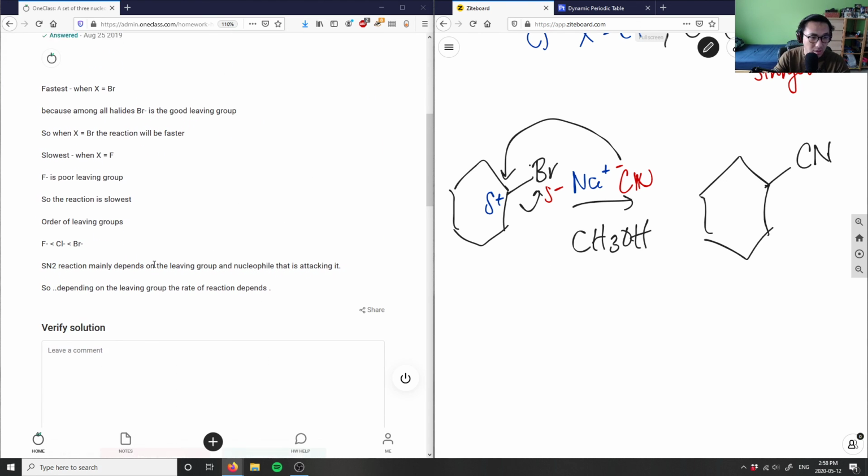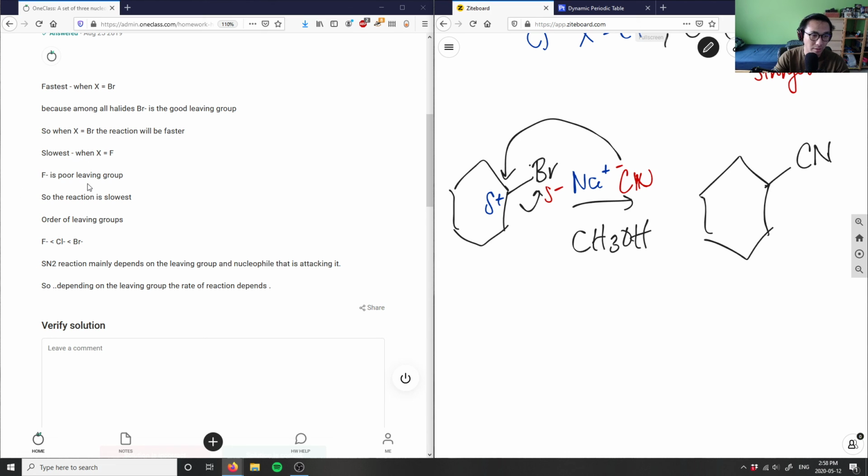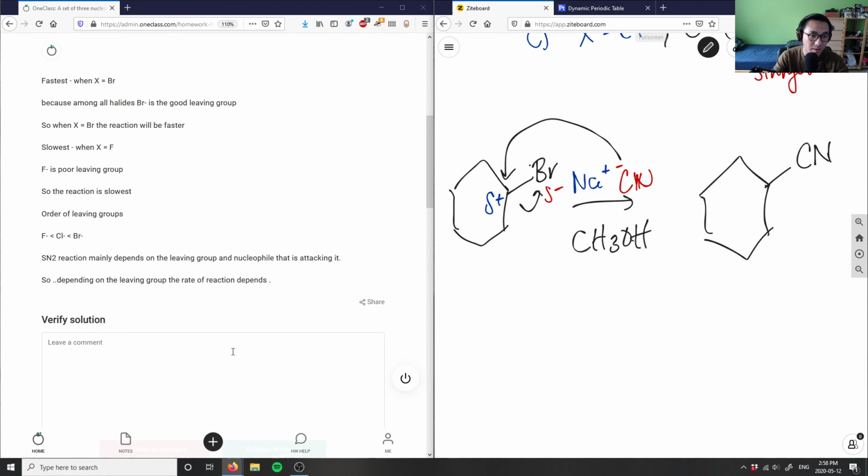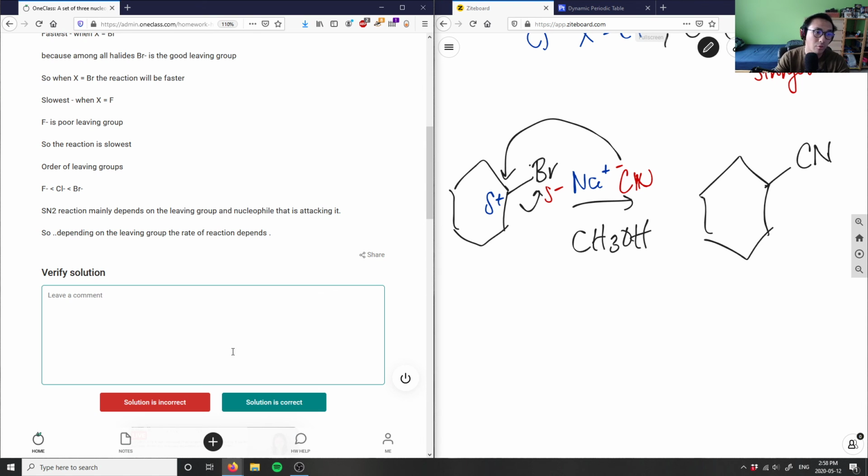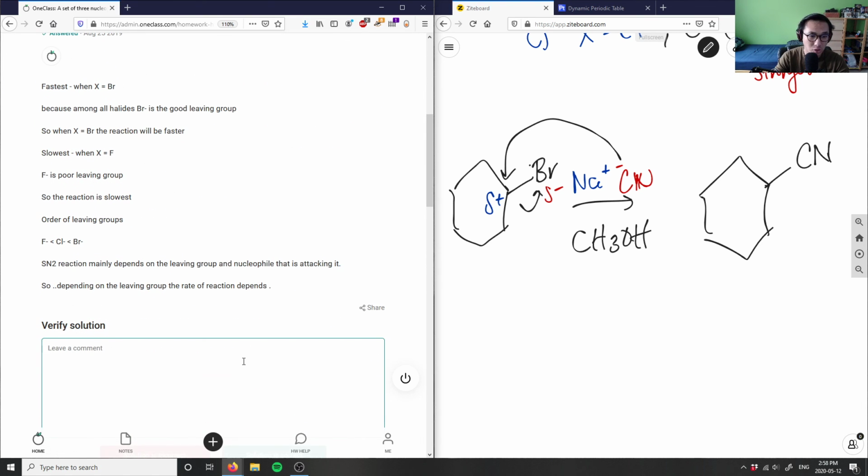Solution here is correct. And again, F here is the poor leaving group, because fluorine has the highest electronegativity, and then it would be chlorine and then bromine. So again, the leaving group affects the rate of reaction, which is very true here. So the solution here is correct.